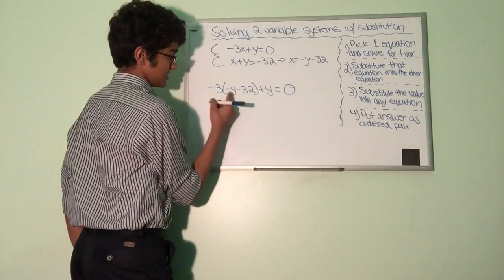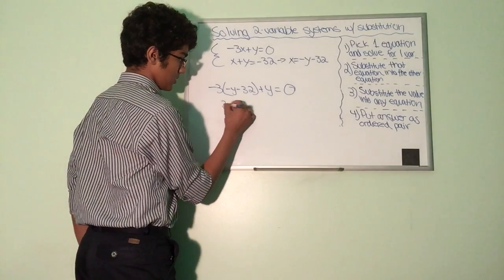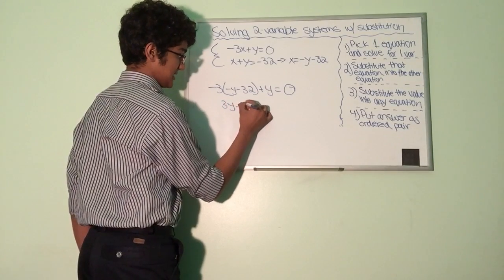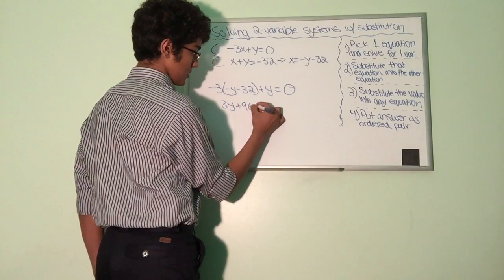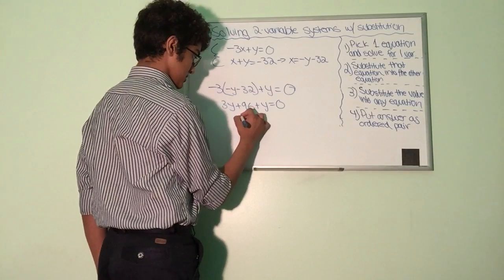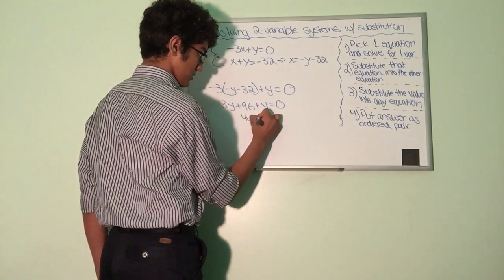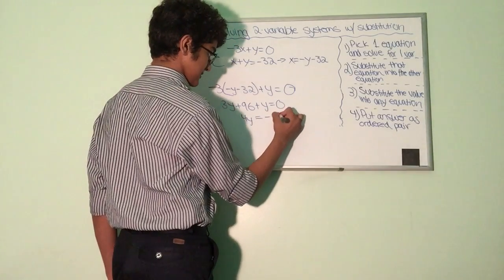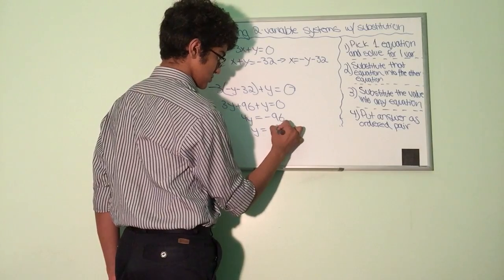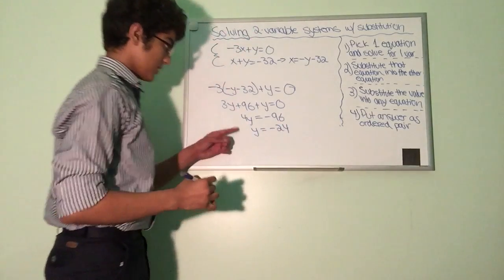Negative 3 times negative y would be 3y. Negative 3 times negative 32 would be positive 96. Plus y equals 0. Combine like terms. That would be 4y equals negative 96. And y would be negative 24.